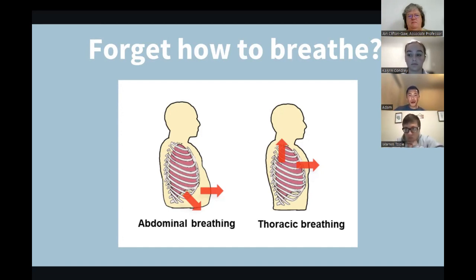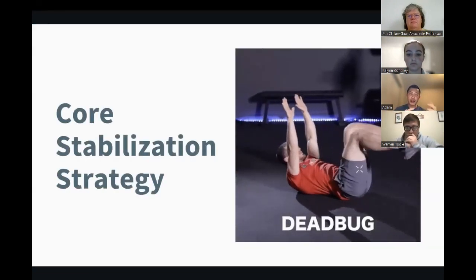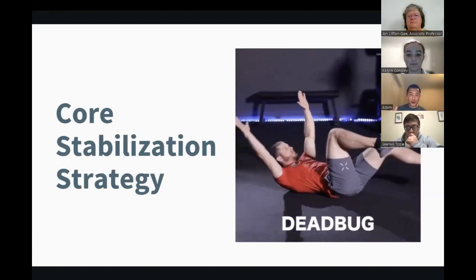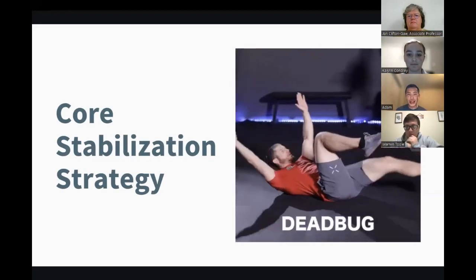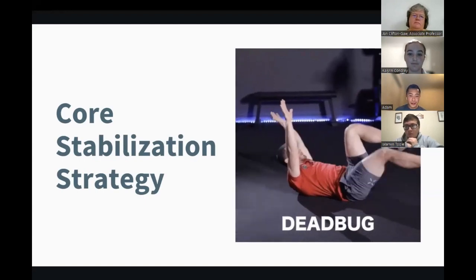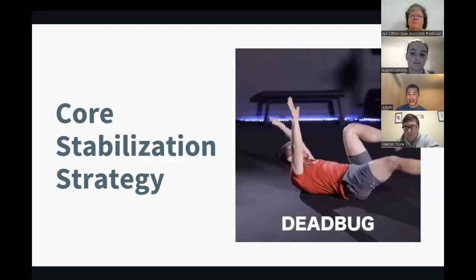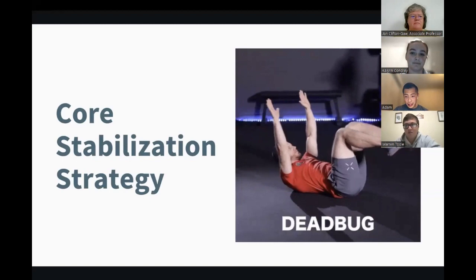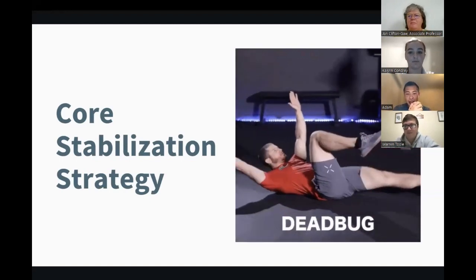So now we know how we should breathe. Let's go down to talk a little bit about the strategies. This is a classic way to do core exercises. So what are some core exercises that we have seen that are awfully done in the gym? Can someone give me an example, anything? Crunches. Crunches. Plank, plank, plank.